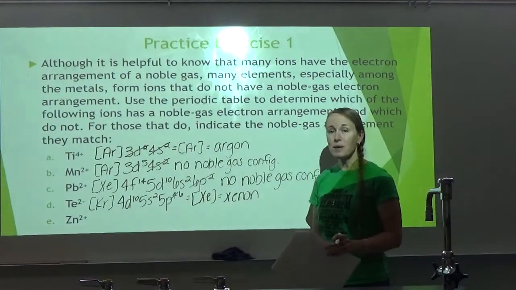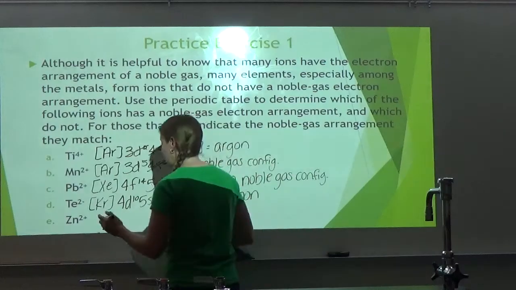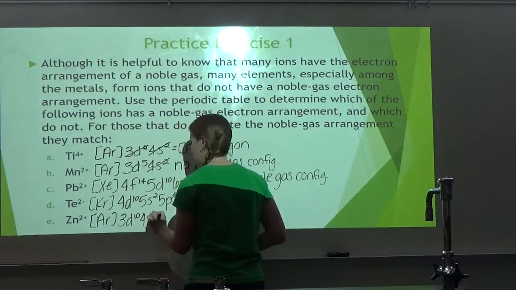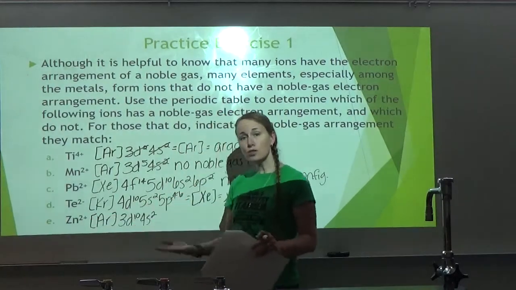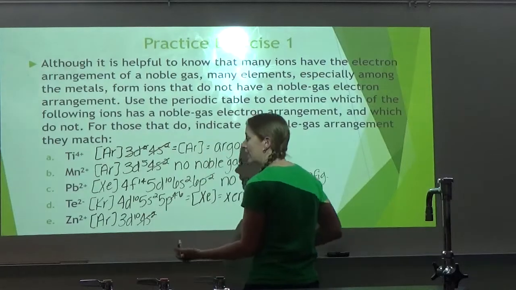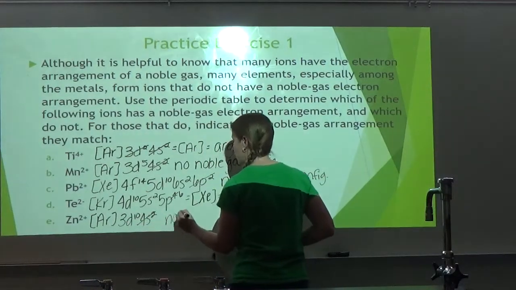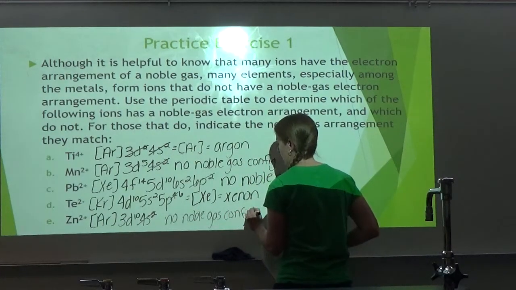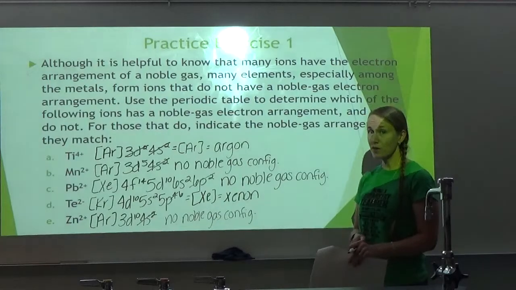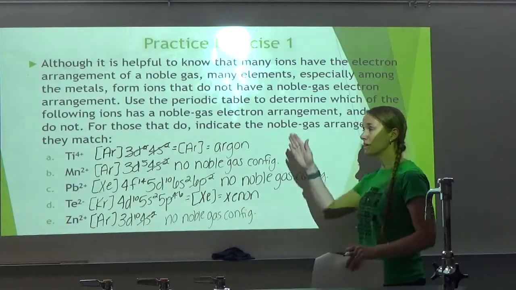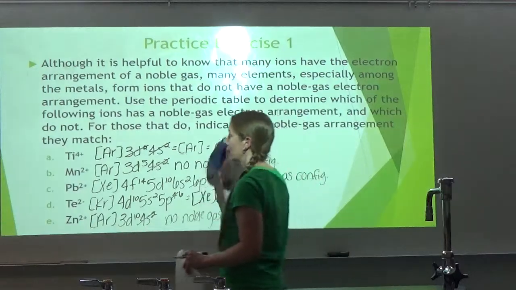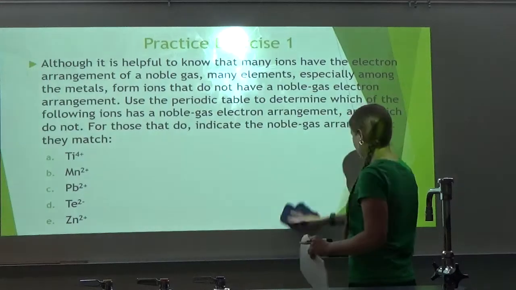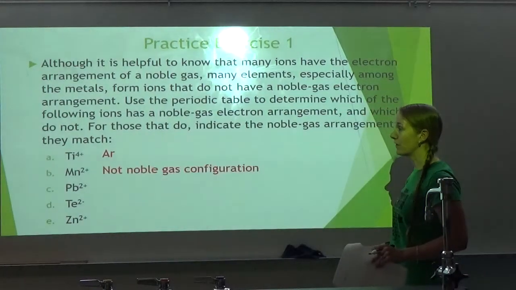Alright, so the last one is zinc +2. So the noble gas before zinc is argon, and then it ends with 3d10, 4s2. So of course it has a +2 charge, so I'm going to remove the last 2, and so this is again not a noble gas configuration. So no noble gas configuration here. Okay, and again, because electron configuration should be from Honors Chem, this hopefully made a lot of sense to you. Like I said, if you're struggling with electron configuration, you need to go back to my Honors Chem videos for Chapter 5 to get a refresher on that.